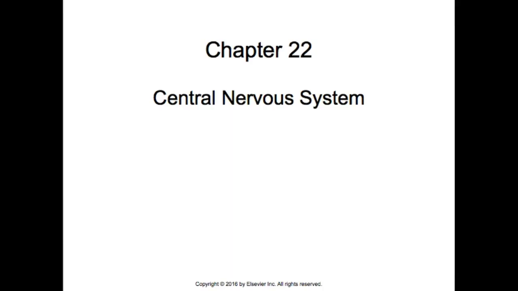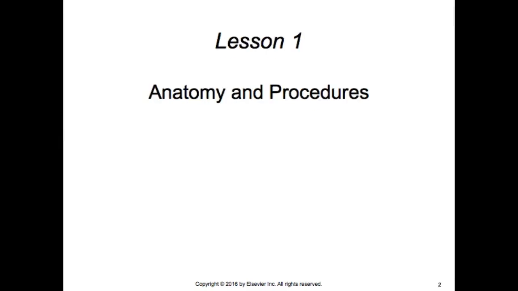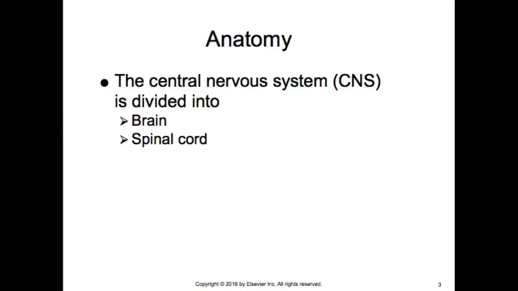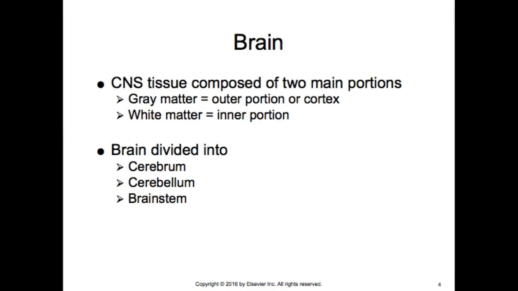Okay, so this recording is going to be on the central nervous system, and we're going to go deeper into the central nervous system and sectional anatomy. Looking at the anatomy, the CNS is divided into the brain and the spinal cord. The brain is central nervous system tissue composed of two main portions: gray matter and white matter. The gray matter is the outer portion of the cortex, where the white matter is the inner portion.